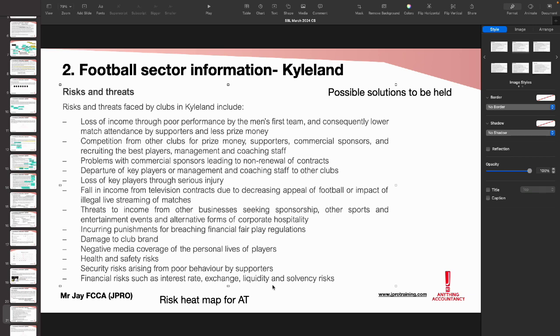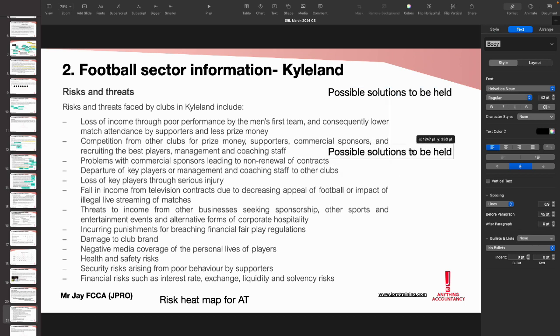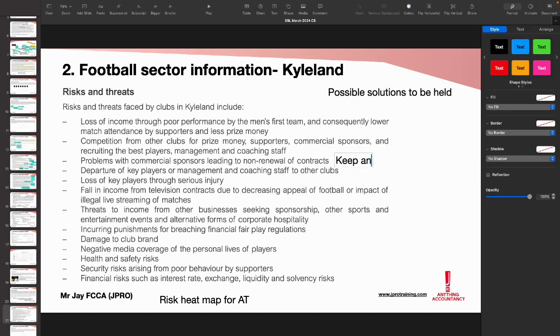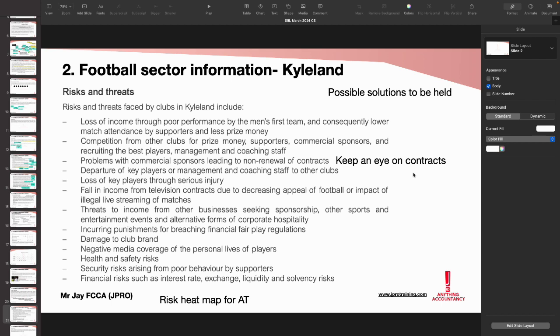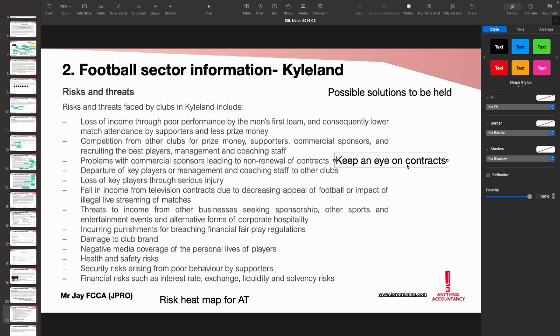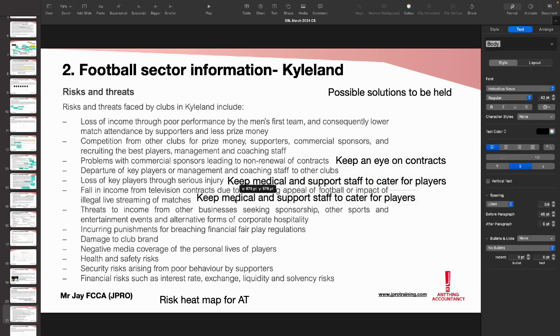Now, the competition from other clubs: you've got departure of key players or management or coaching staff to other clubs. They want to leave, or they jump to another place after their contract is over. So you have to keep an eye on the contract. Okay, loss of key player through serious injury. So this one really requires you to make sure you also keep. Fall in income from television contract due to decreasing appeal of football or impact of illegal live streaming of matches. So this is one of the threats to your income sources.